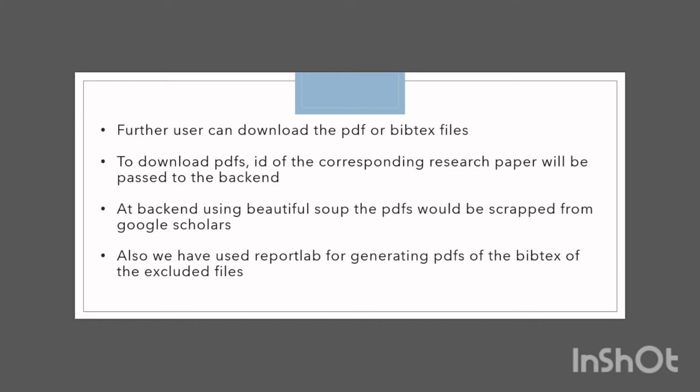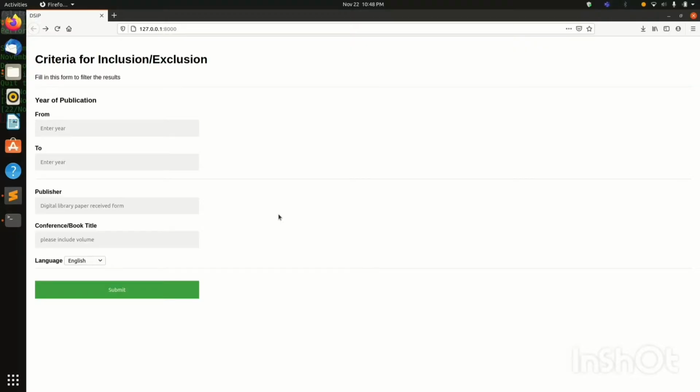Next, we'll see the demo. This is the homepage of the project. The user can provide filtering criteria here. All the fields here are not mandatory. Let's see how the filtering works with different kinds of inputs. Initially, let's not give any filtering criteria as they aren't mandatory and just submit the form.